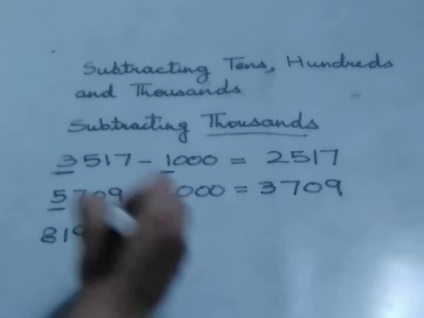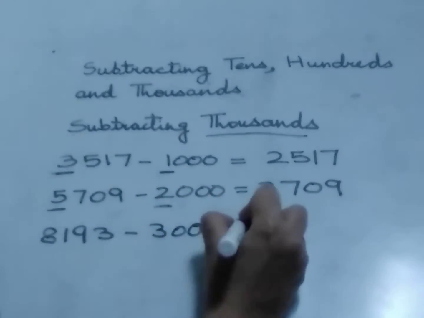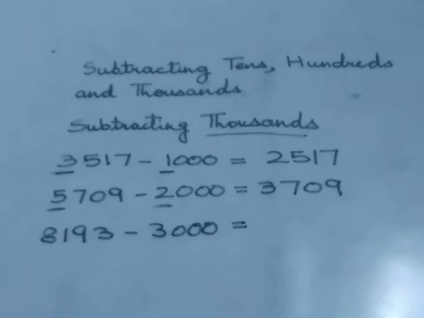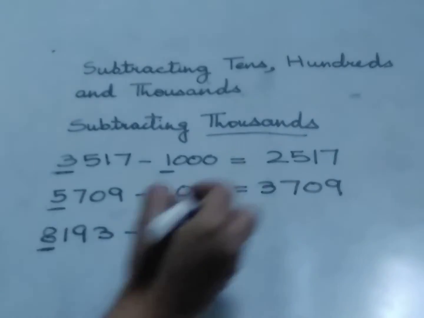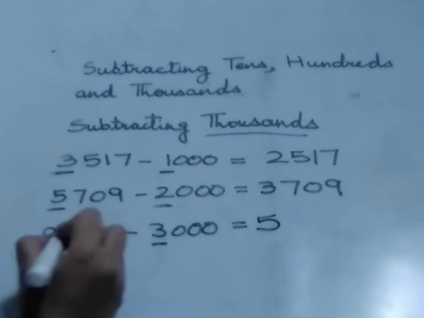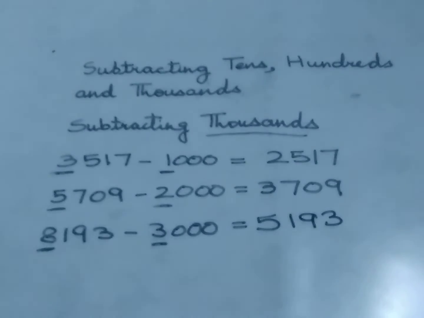Next number is 8193 subtracted by 3000. Again decrease the thousands digit by 3. So 8 minus 3 is 5, and write down the remaining number 193.